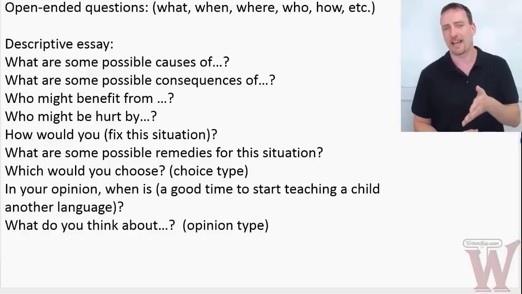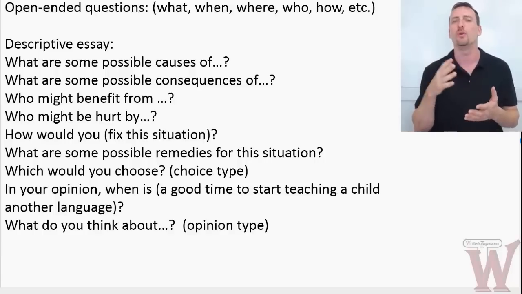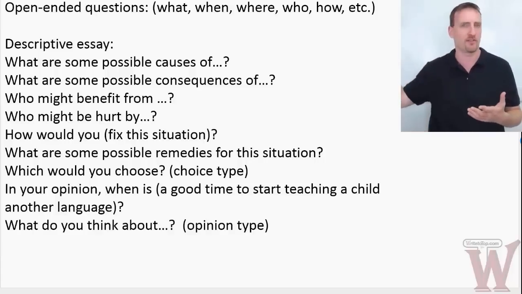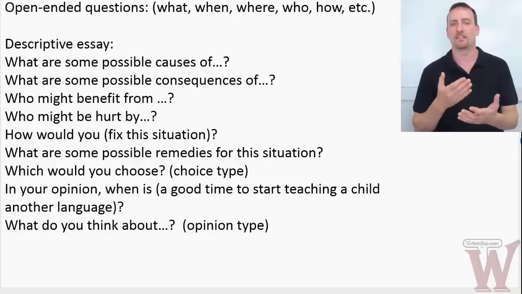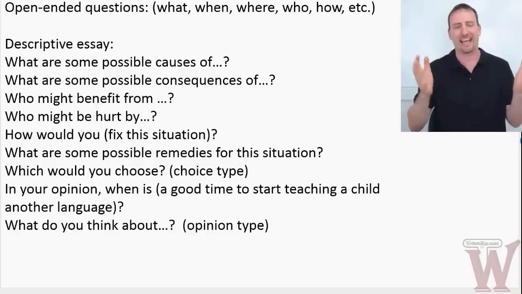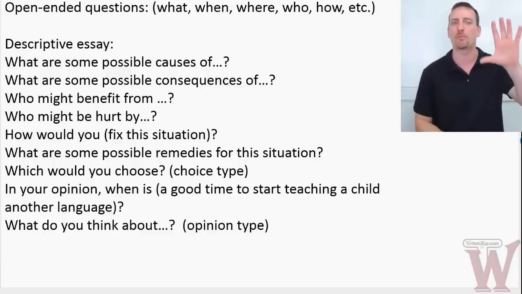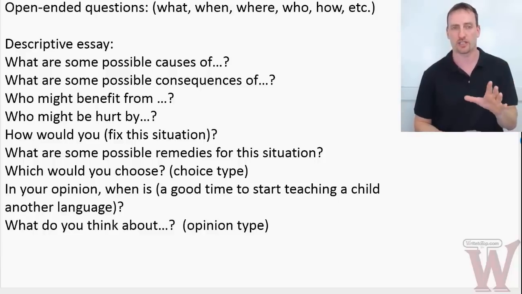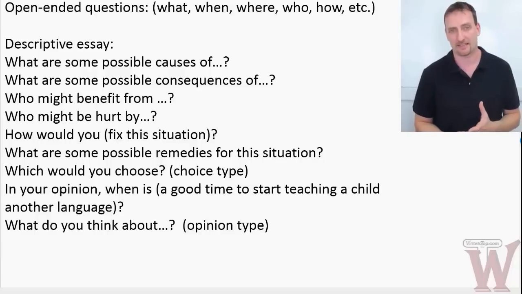I gave you a few examples here, but basically this is like a WH question: what, when, where, who, how, and then whatever the topic is. What are some possible causes of pollution? What are some possible consequences of letting young children have a smartphone at an early age, etc.? These questions can be about anything, and they can be structured in any way, but they all begin with a WH question. What you have to understand is that this is a descriptive essay.